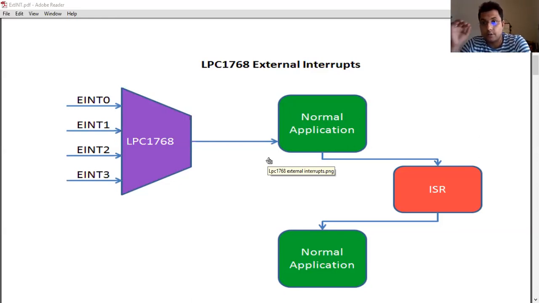It will hold the normal operation. Then it will look for the vector address, or the vector table, the address table corresponding to that interrupt service routine, or how to handle it. Obviously, once the interrupt occurs, your system should know how to handle this.